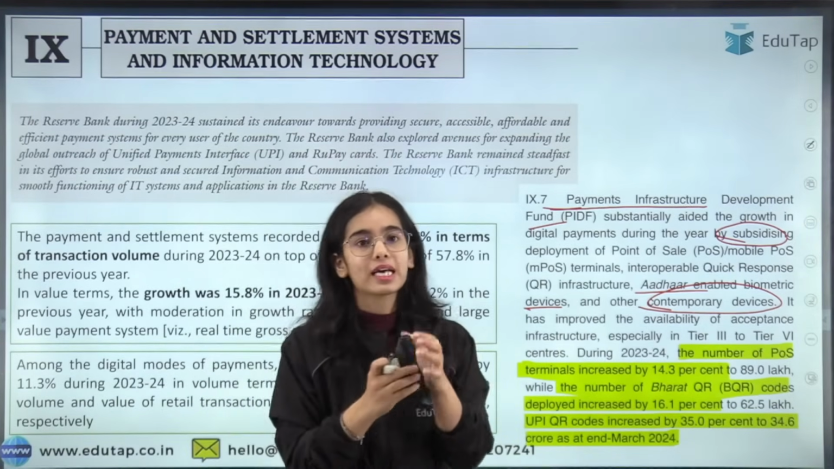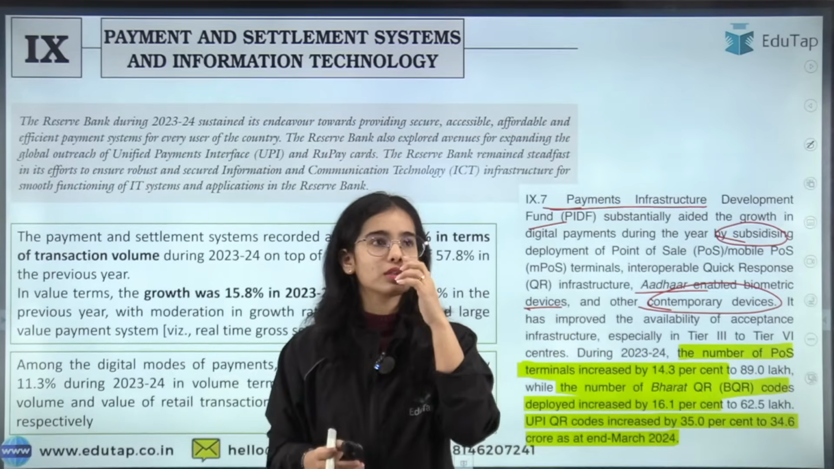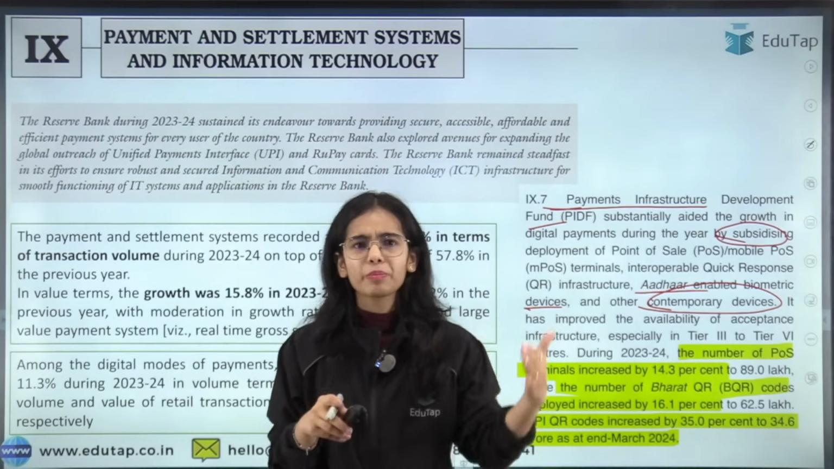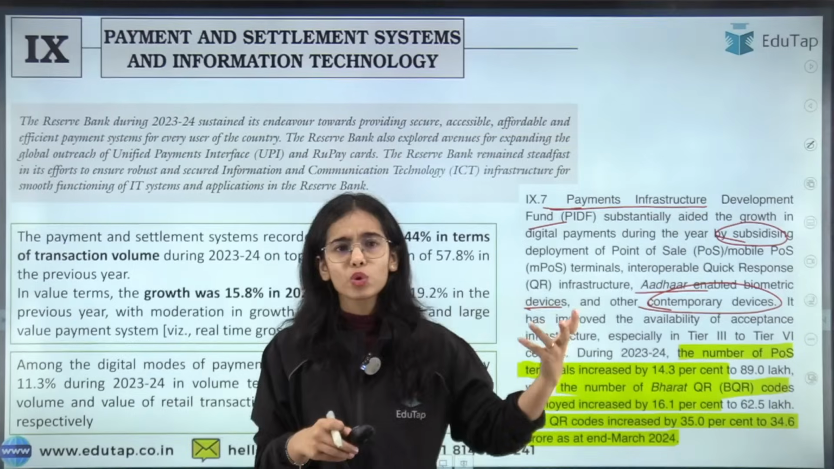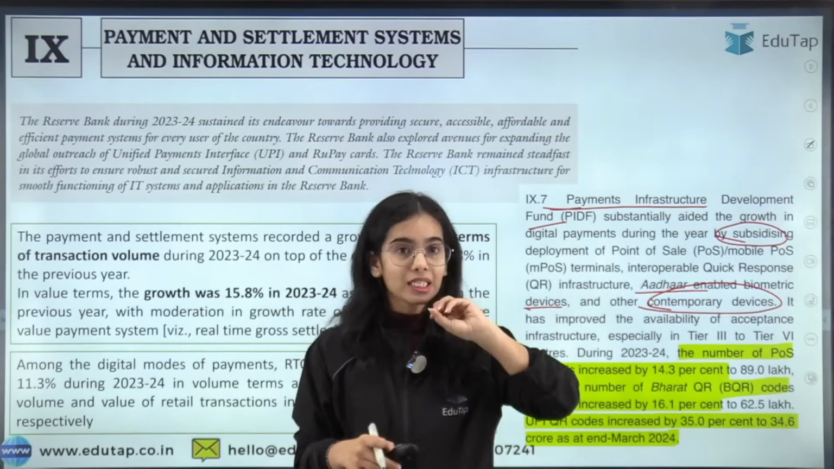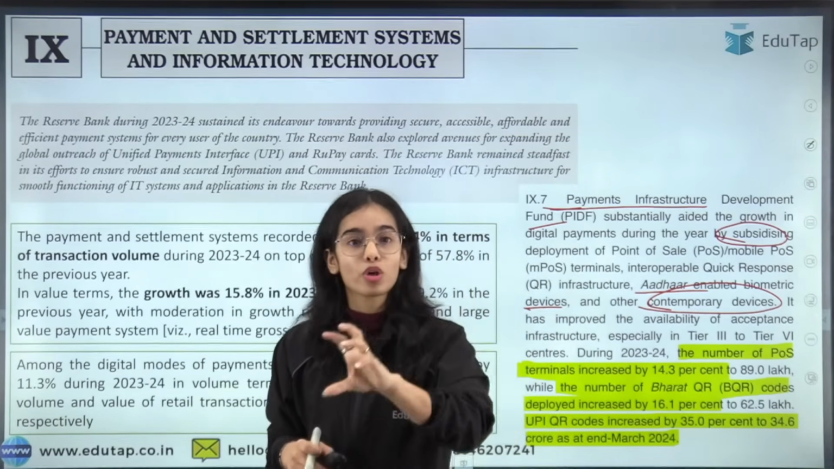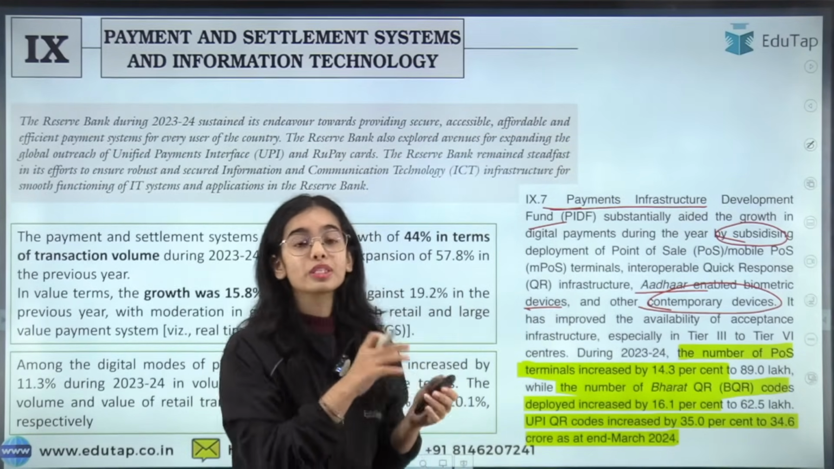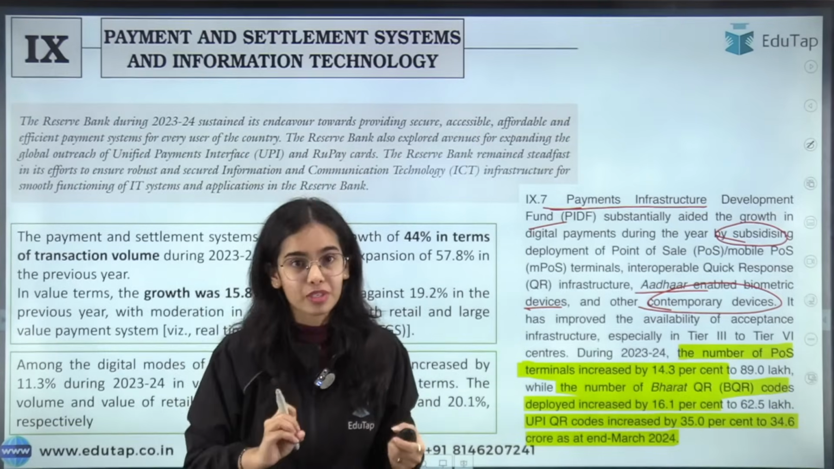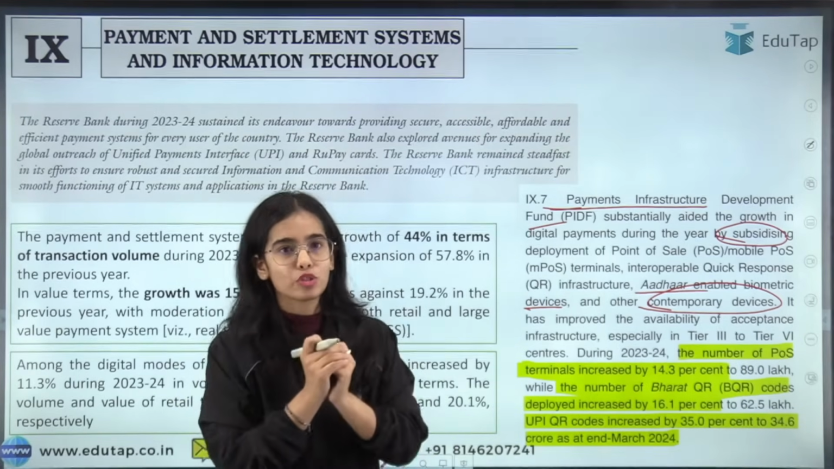There are the new devices being provided. With a plain QR code, you are paying, but there is no announcement. In contemporary devices, there are sound box devices. If you scan the QR code, they also announce how many rupees have been received. So contemporary devices are also being spread.